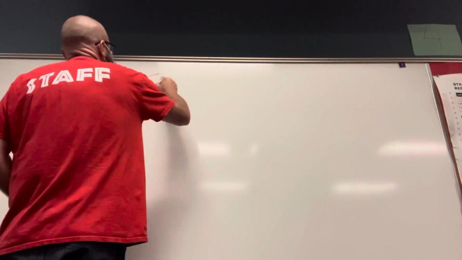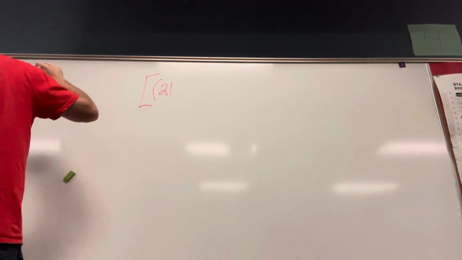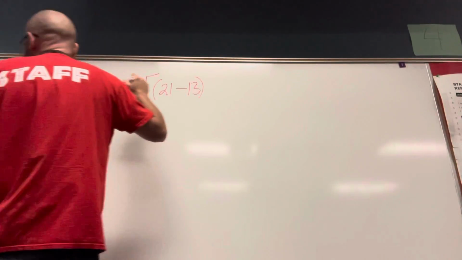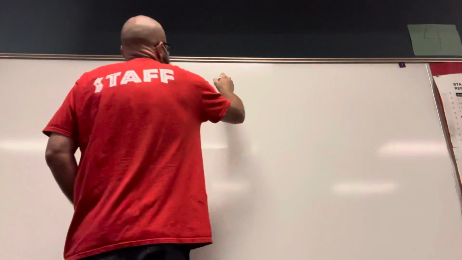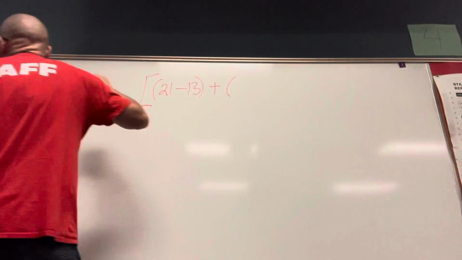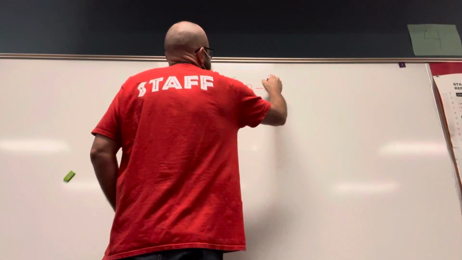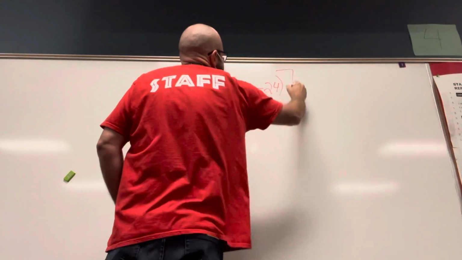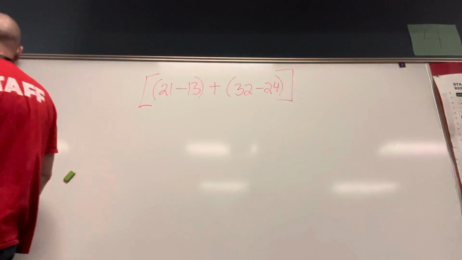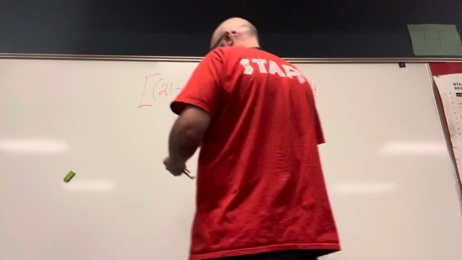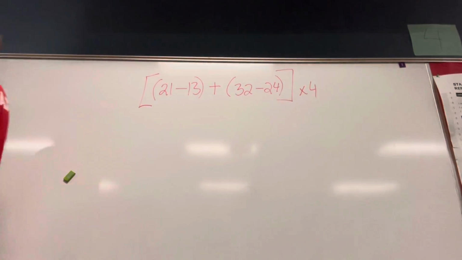Inside the brackets we have 21 minus 13. That's in parentheses. Plus more parentheses, 32 minus 24. That's all inside the brackets, and then we have times 4. Caitlin, how many operations are inside my brackets?